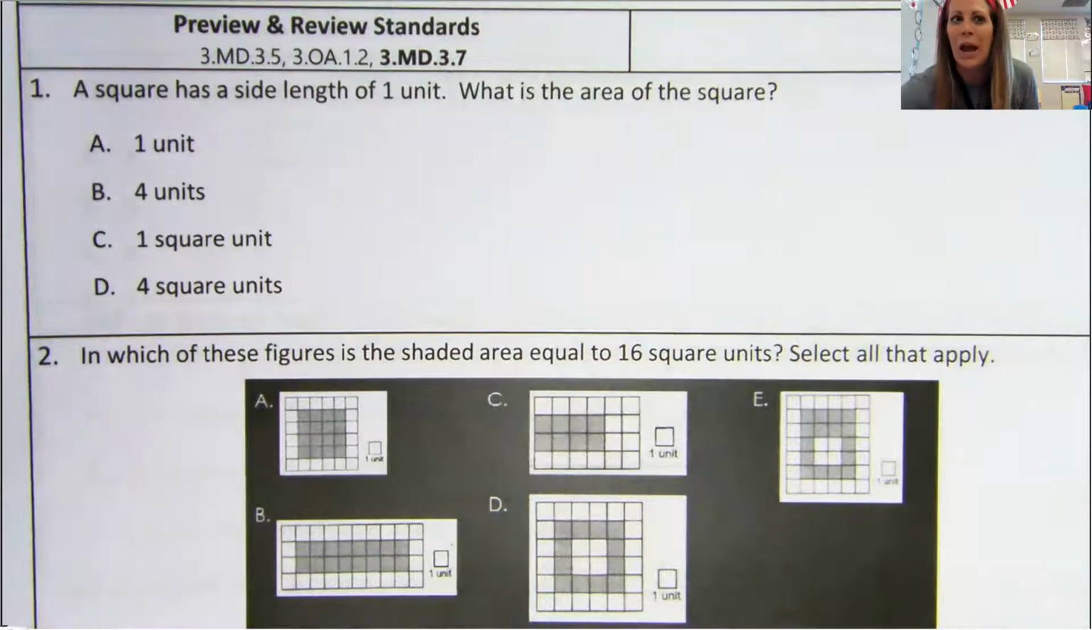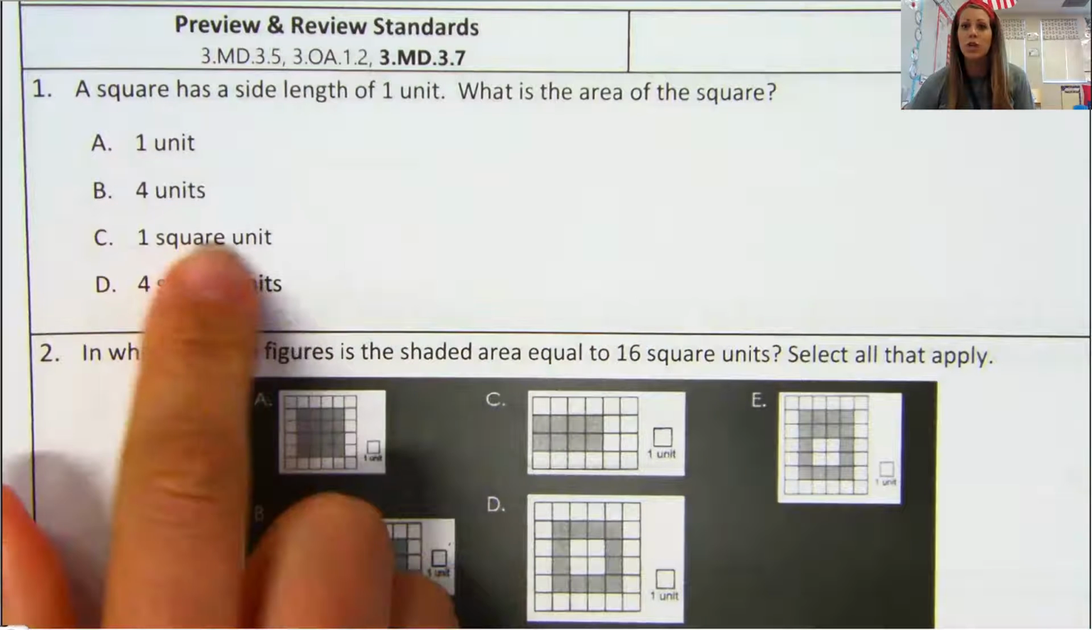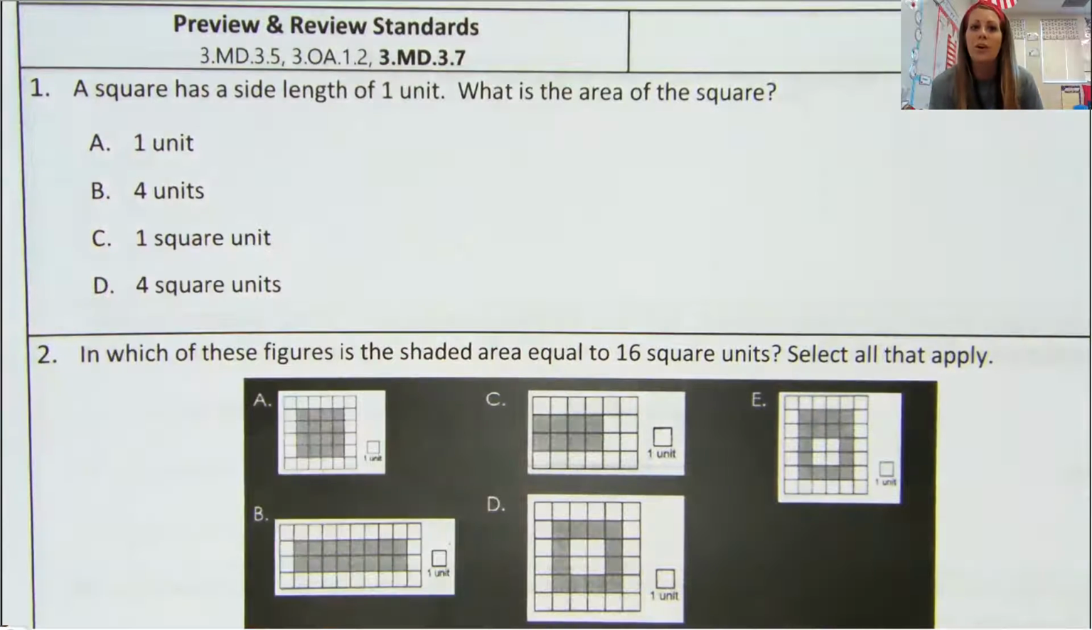Are we ready? All right. I'm going to read it. You think about it. You solve it. You take your 1 minute to answer just question number 1. Then we'll go over it. Okay. A square has a side length of 1 unit. What is the area of the square? A, 1 unit, B, 4 units, C, 1 square unit, or D, 4 square units. Go ahead and take that minute, draw your picture, finding the area of the square.